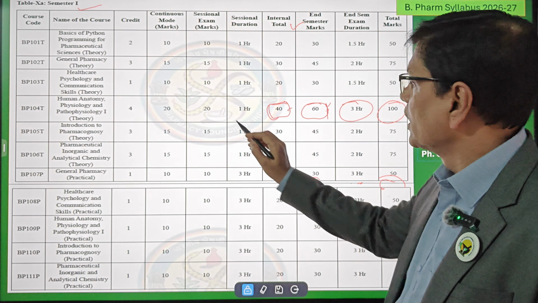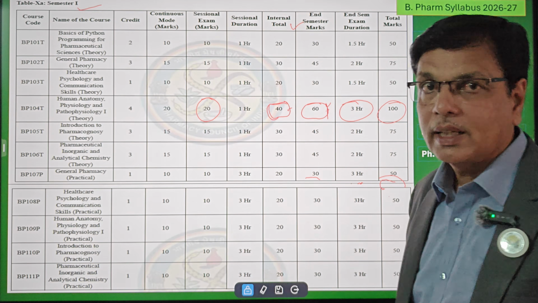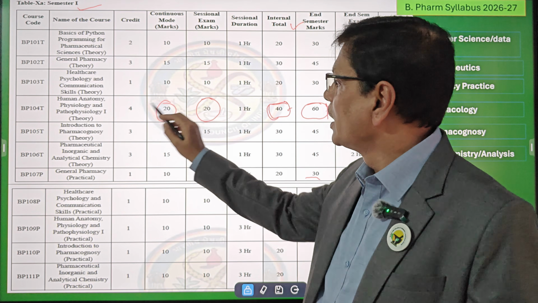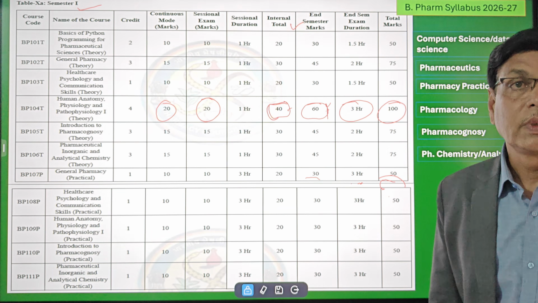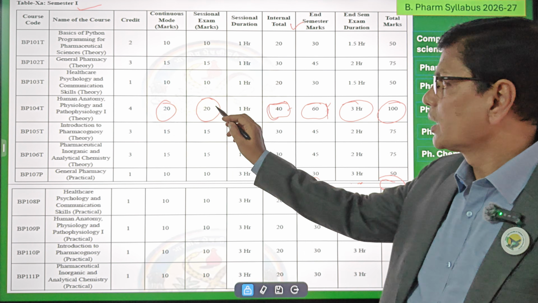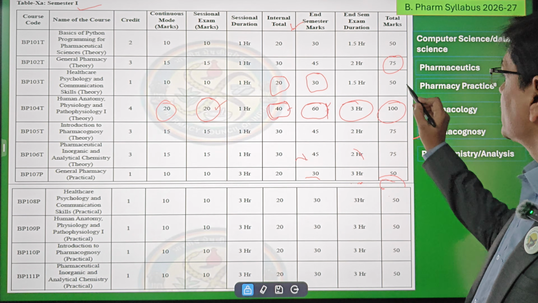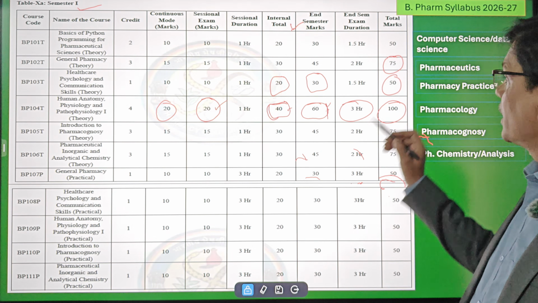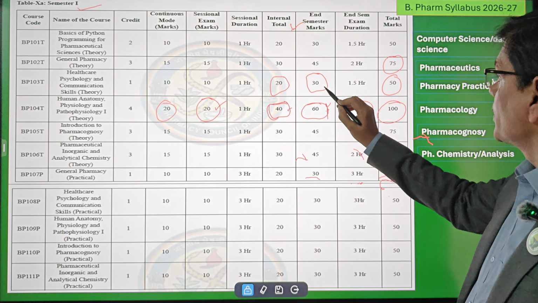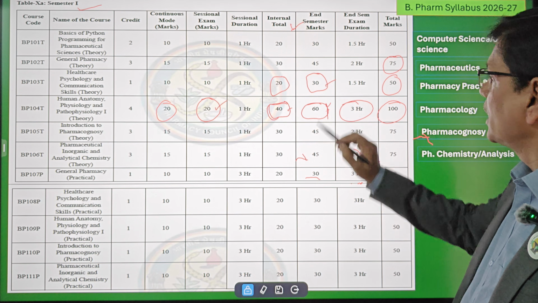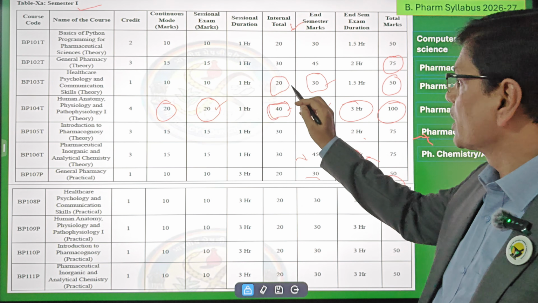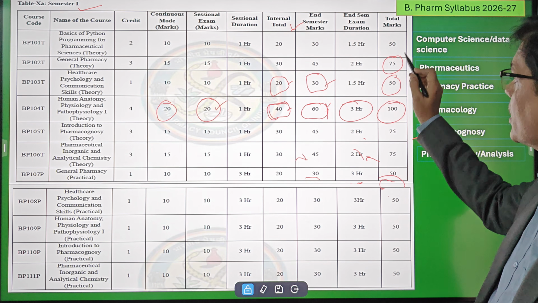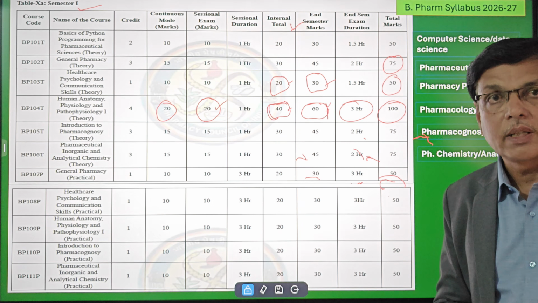So out of 40, 20 would be written examination, what we call as sessional examination. Another 20 would be a continuous mode of evaluation. So we have to conduct it for reference. If it is a 50 marks course, then it is 30 marks end semester and 20 marks internal assessment. And please see another difference in the examination pattern.